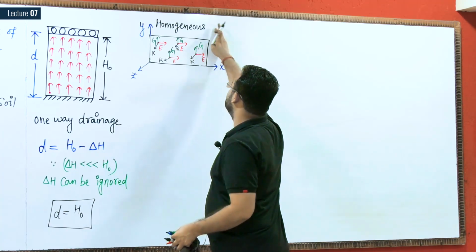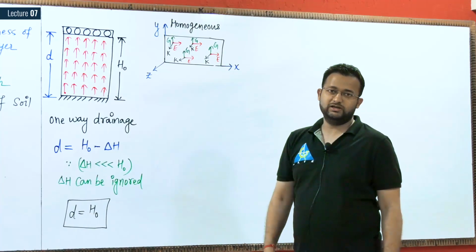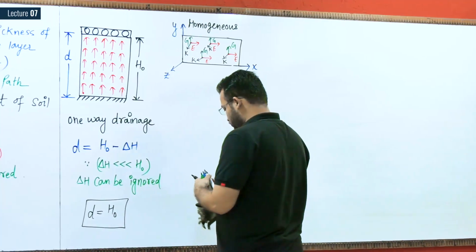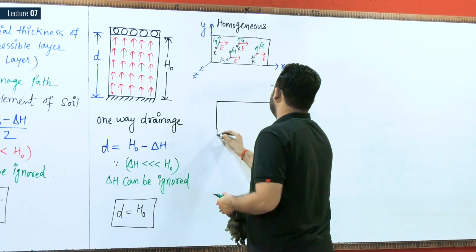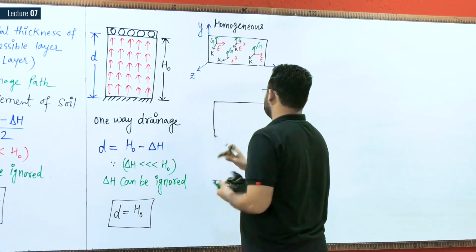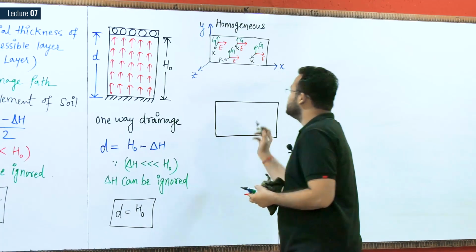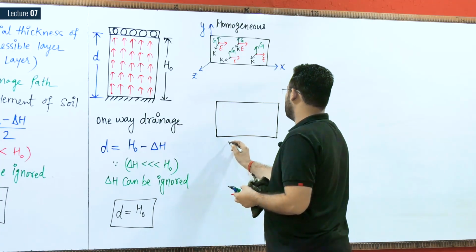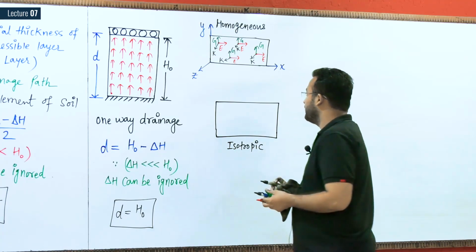Okay, homogeneous material. Now the next term is isotropic. Your soil should be homogeneous as well as isotropic. What is the meaning of isotropic material? So see, if I am telling one material is isotropic, that means... This is your example of isotropic material. I can write here, this is your isotropic material.